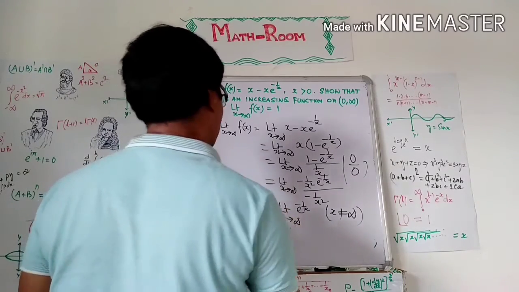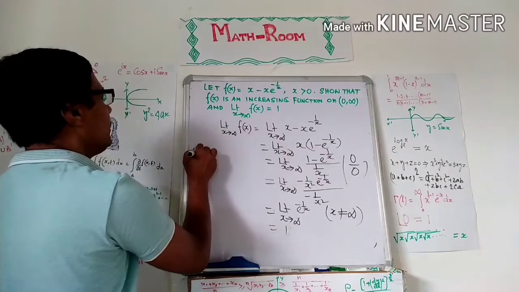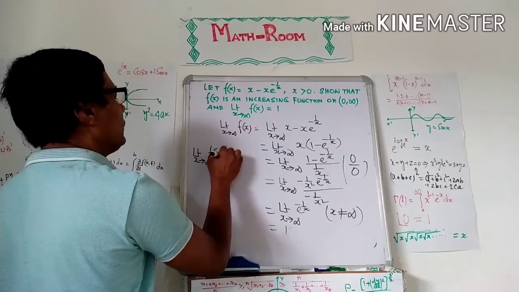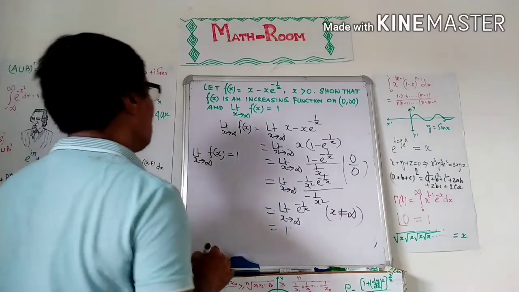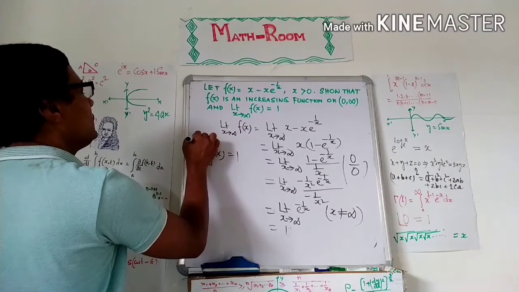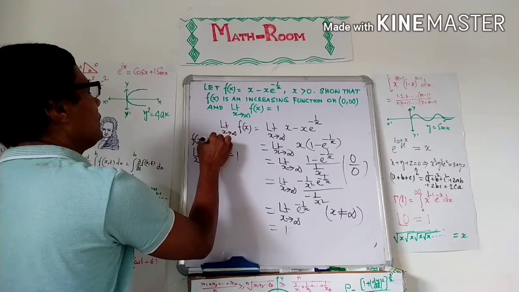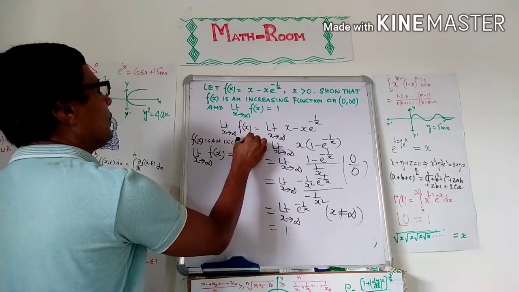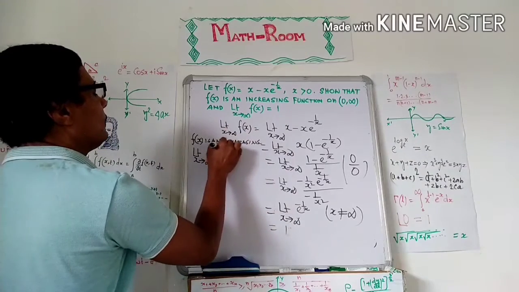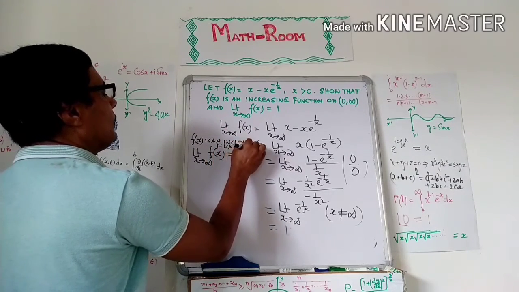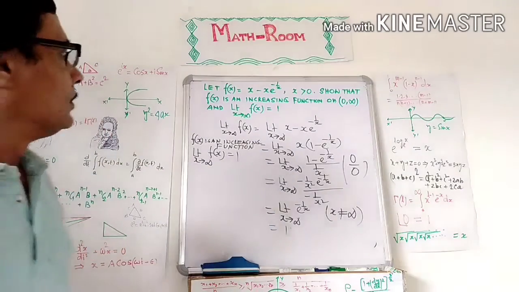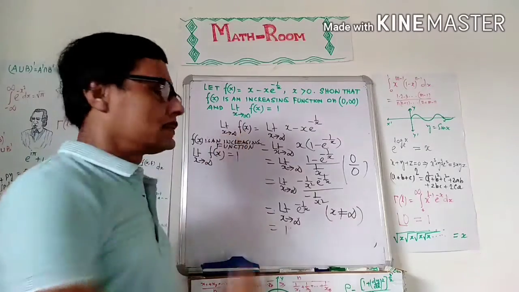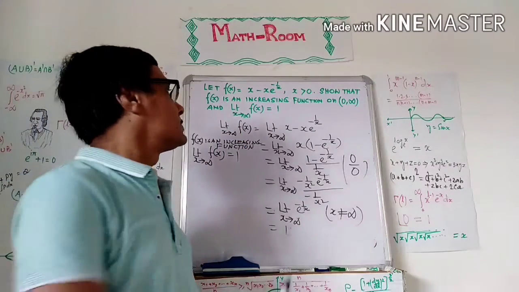So we have derived the limit as x tends to infinity of f(x) equal to 1, and previously we have derived f(x) is an increasing function. So we have proved that f(x) is an increasing function, and also its limit is 1.